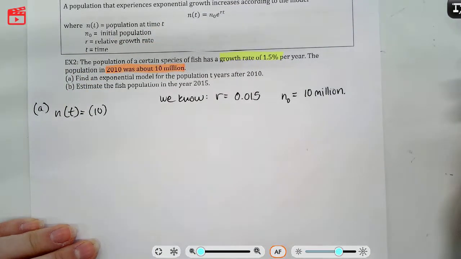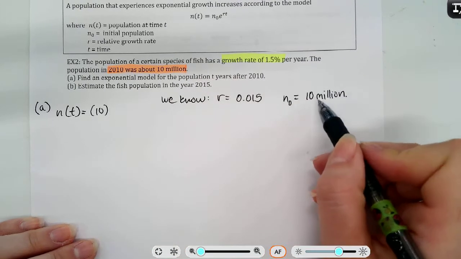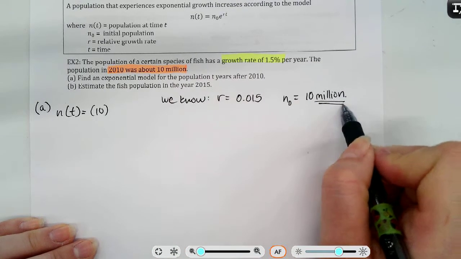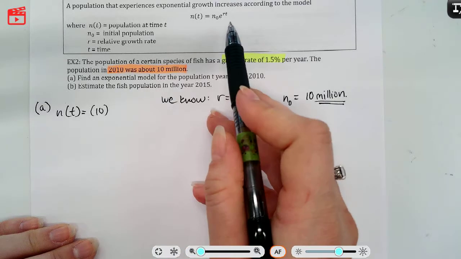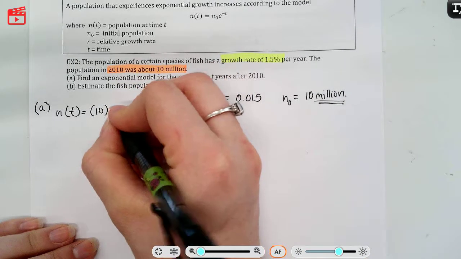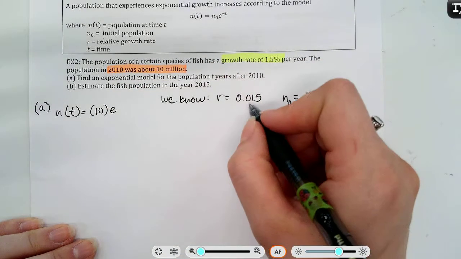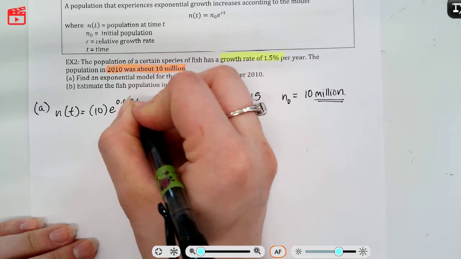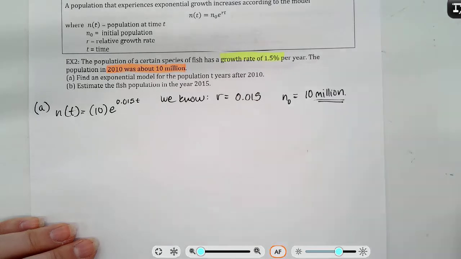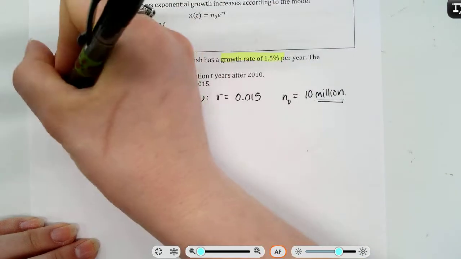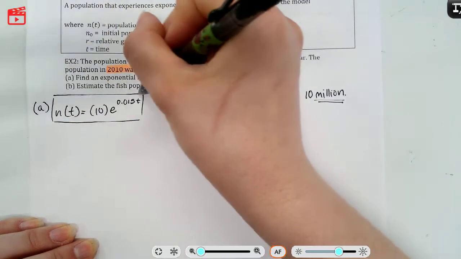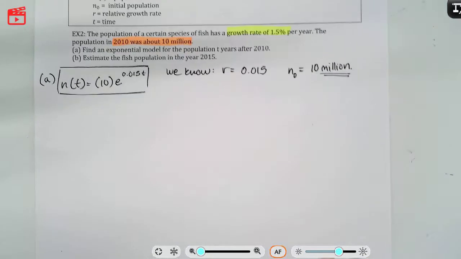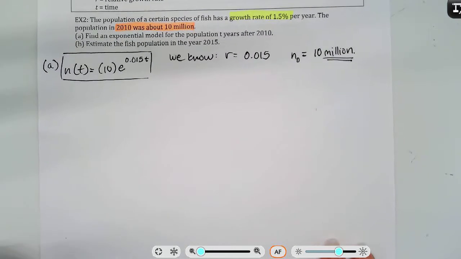Okay, and so notice this equation is going to be in terms of millions. And then E, well, we already know what E is. E is actually a number. R, my rate, is going to be 0.015 times my time. All right, there we go. Our exponential model, T years after 2010.